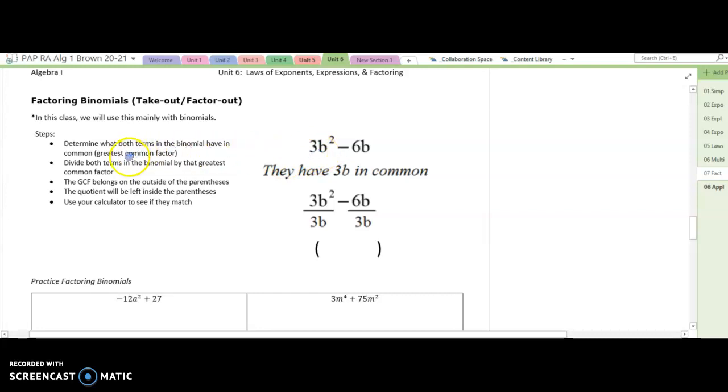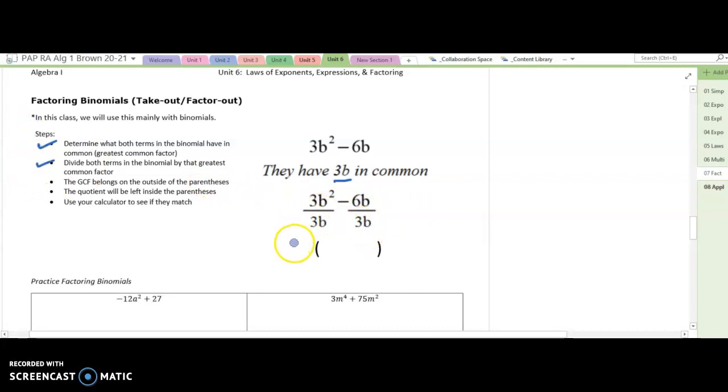And we have to determine what both terms in the binomial have in common. So the greatest common factor. So in this one, this one has a 3b squared and a 6b, okay? So both of those have a 3 in common and they both have a b in common. So in this case, they both have a 3b in common, okay? And so we've determined that, so we have to divide both of those terms in the binomial by that greatest common factor. So we draw a line and we divide them both by 3b, okay?